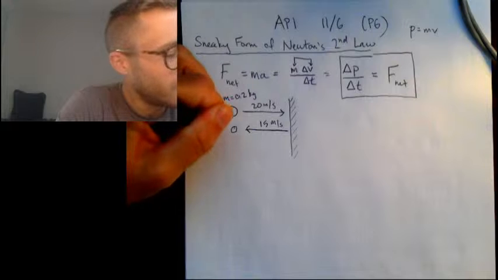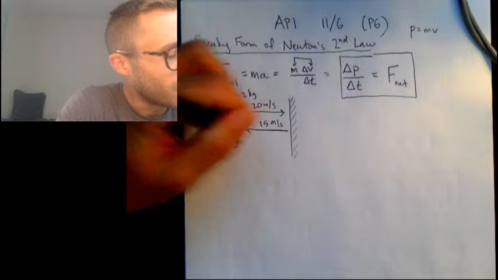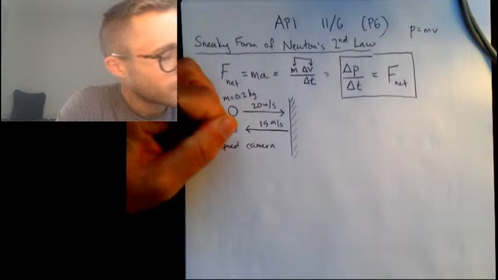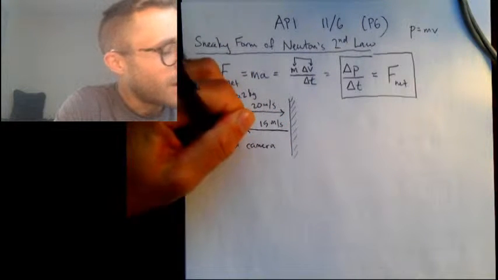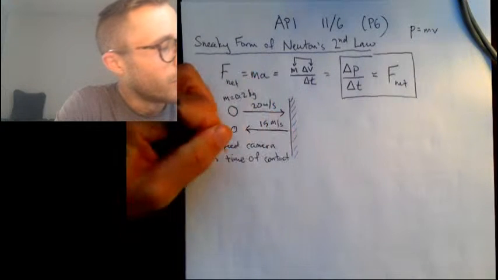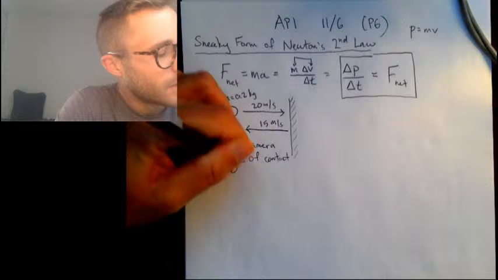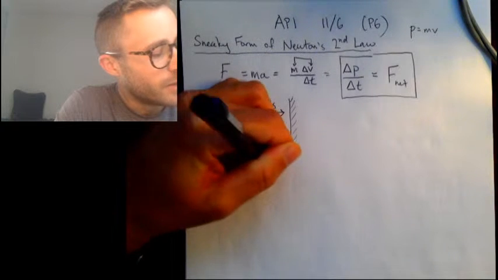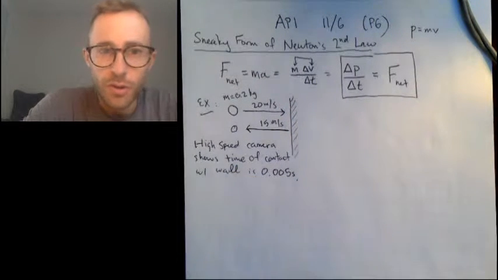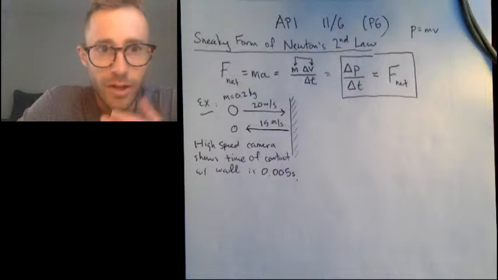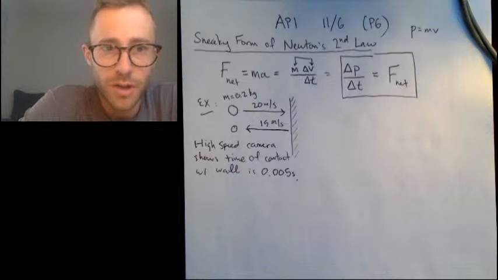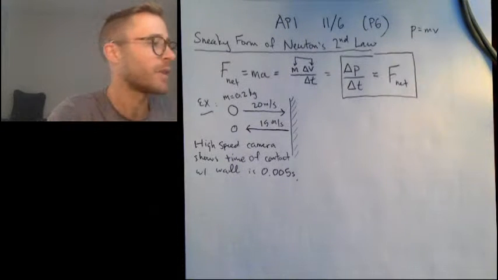And so a high-speed camera shows that the time of contact with the wall is 0.005 seconds. Okay? That's much too fast for you to be able to tell with your eyes, but if you have a high-speed camera, you could actually measure the time of contact. So let's suppose that you did that.